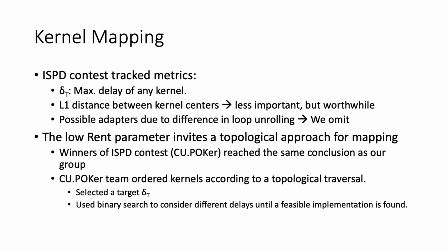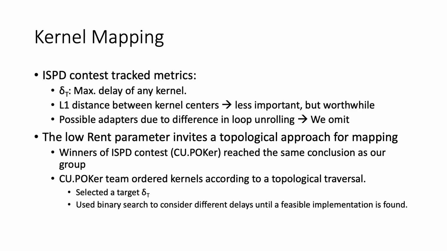So for the ISPD contest, there are a couple of metrics that we tracked. The delta t, that's the maximum delay of any kernel. It's basically how fast the pipeline can run. And also the distance between the centers of the kernels. It's also important, but weighted differently. And there was some charge for adapters for differences in how loops are unrolled. We're omitting it from this work.